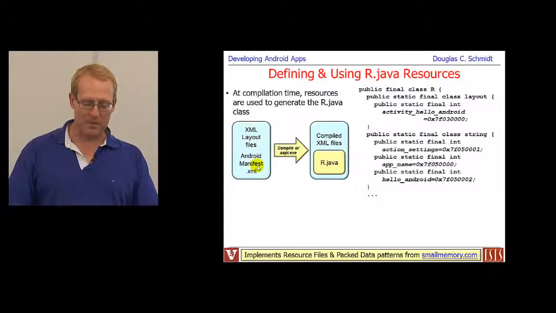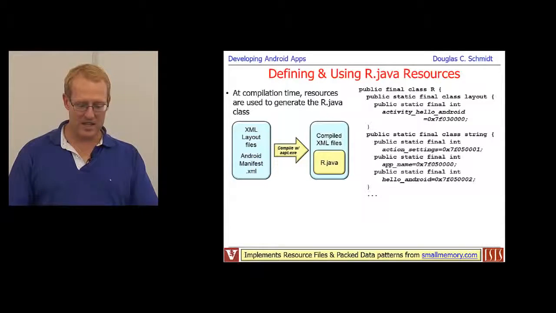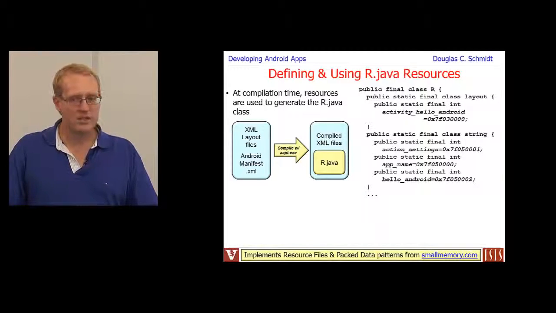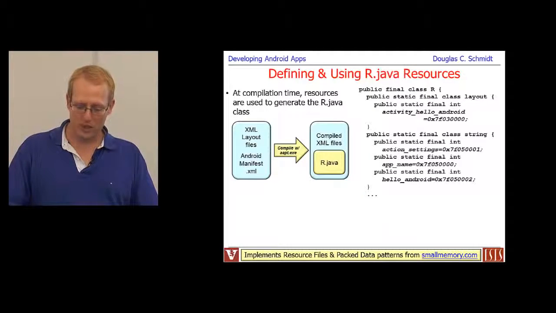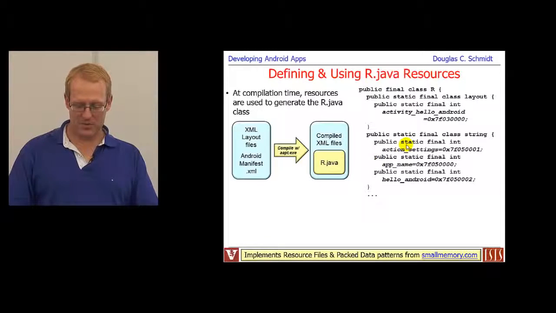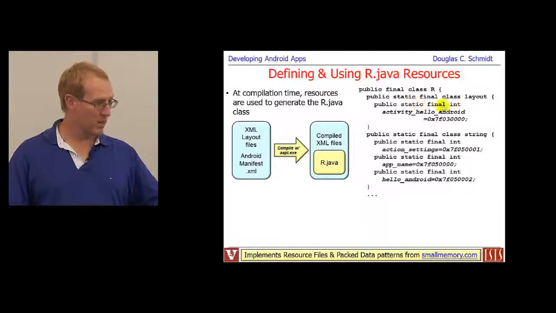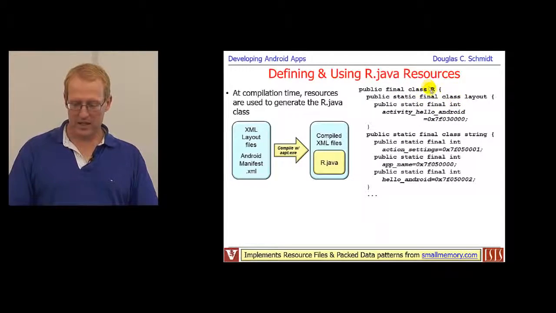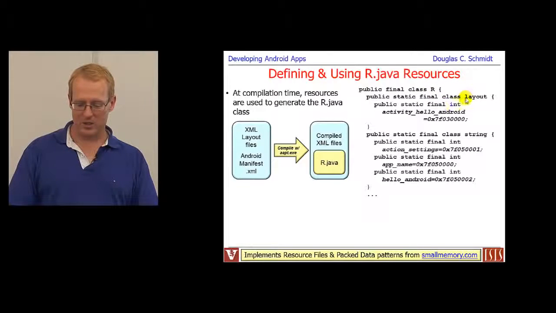So basically what happens here is that at the appropriate time, it takes the XML layout files and the Android manifest file, runs them through that particular tool, and then it generates these compiled XML files, which you access via the R.java package directive, and you can import that and access those things. Here's what it looks like if you take a look at what the actual class looks like.